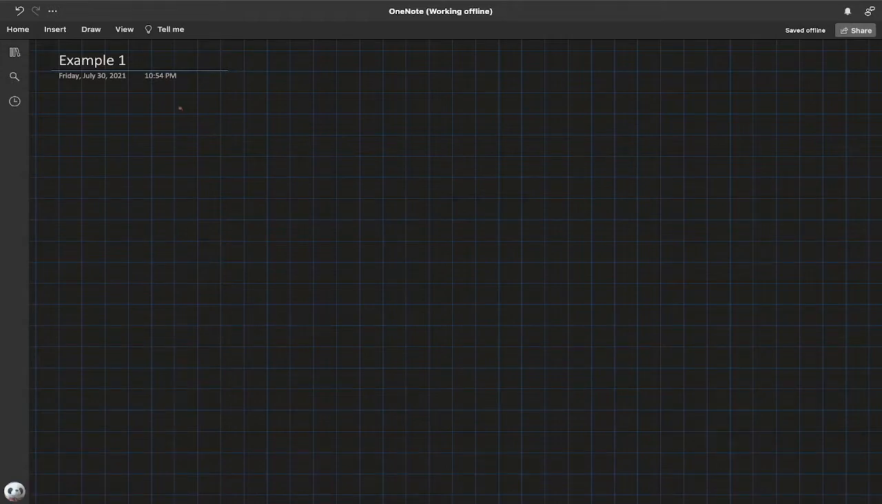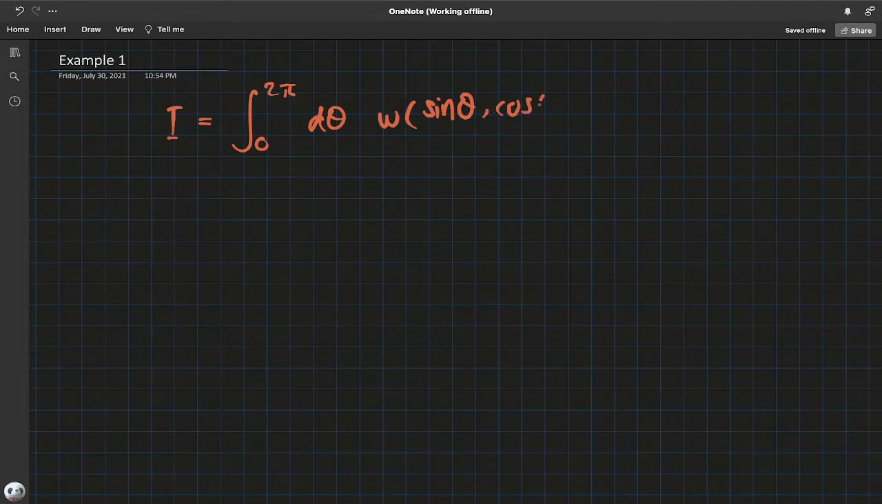In the first part of the video, we will be discussing definite integrals of trigonometric functions. It's usually going to be the integral from 0 to 2 pi of d theta times W of sine theta, cosine theta. So this is a function of sine and cosine.